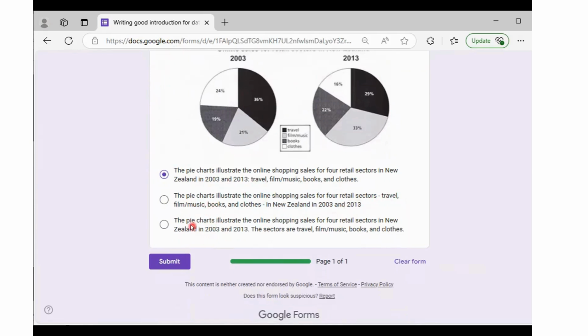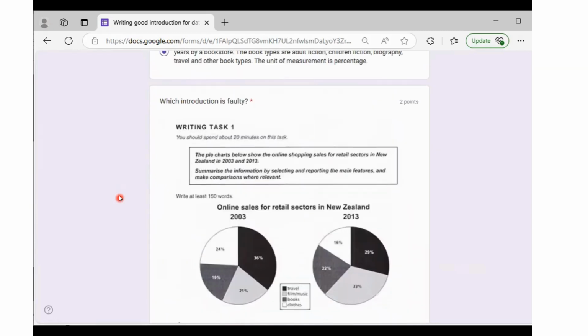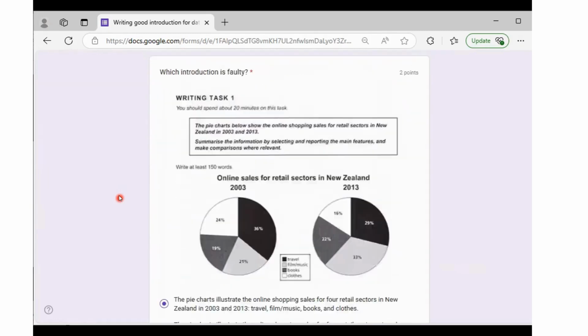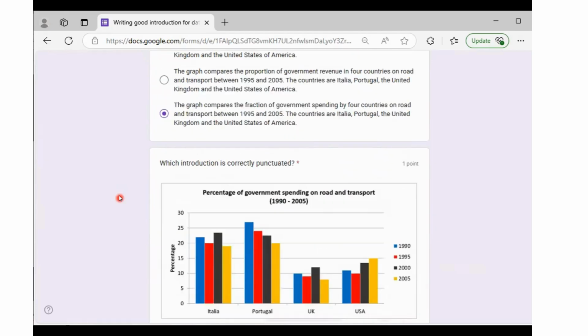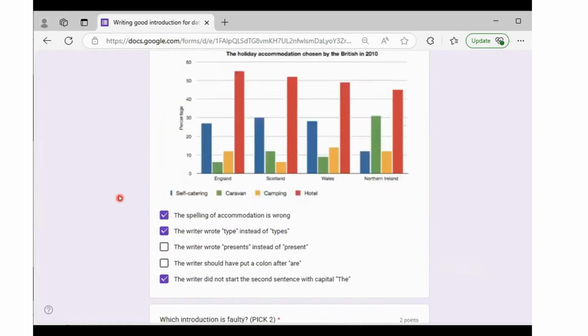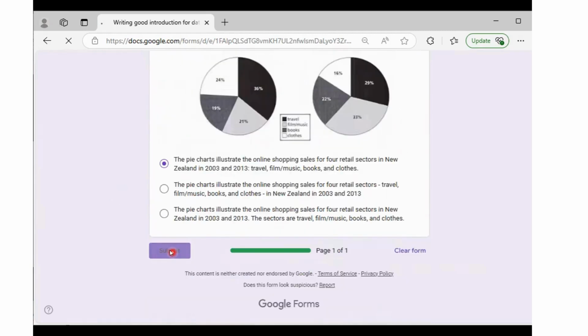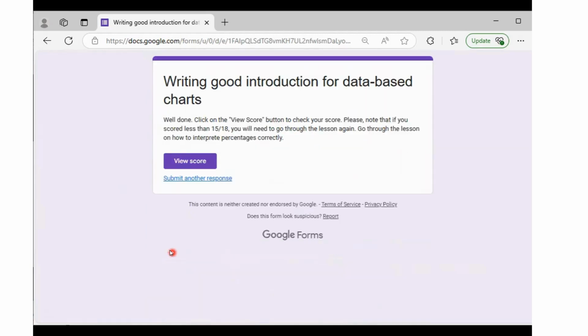Yes, this number 2 is correct. The pie chart illustrates the online sales of 4 retail sectors in New Zealand. Numbers 2 and 3 are correct. Number 1 is the faulty one. We have to pick the faulty one. So, ladies and gentlemen, I have solved all the questions in the quiz. Let me check my answers and see the answers that are correct.